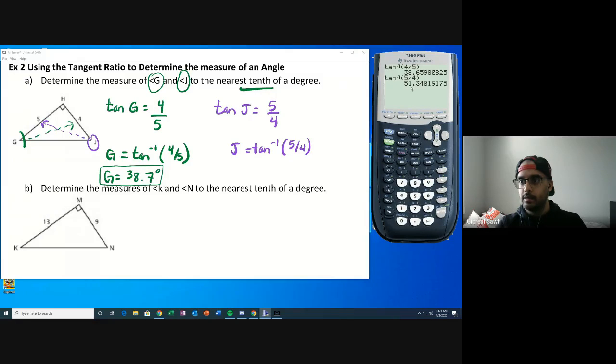Okay, and there you go. Your calculator tells you the exact same thing. So that means angle J, again to the nearest tenth, is going to be 51.3.